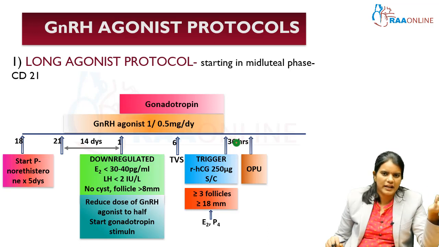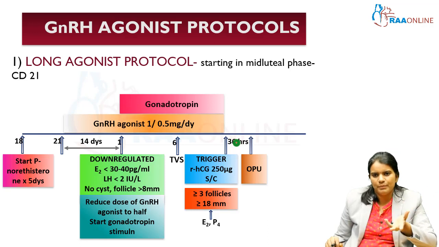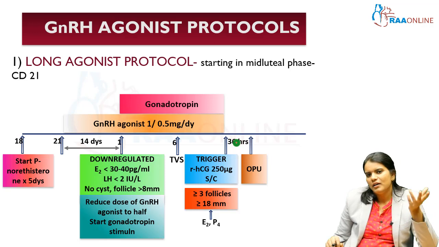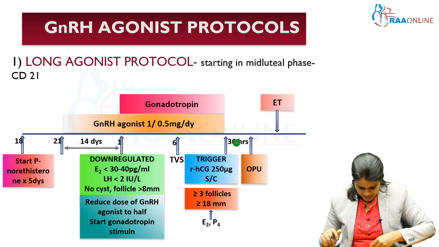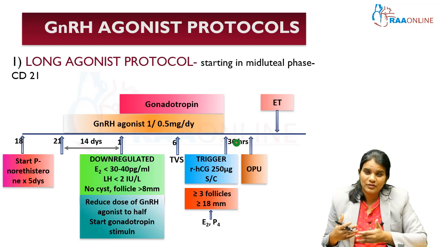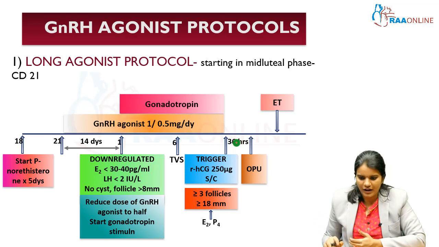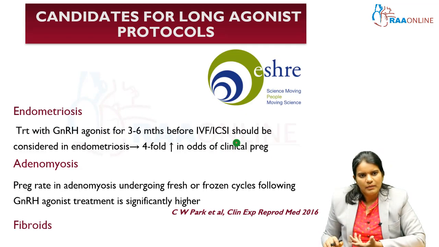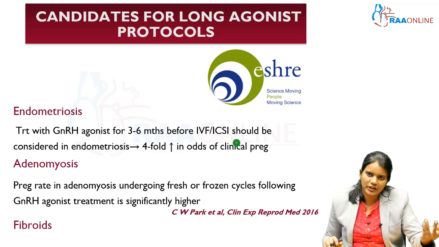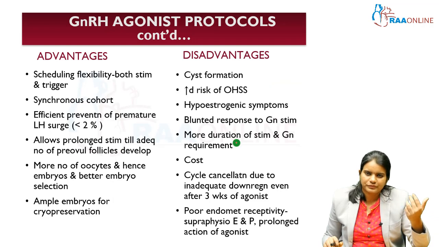Trigger is how the egg matures, and then do the pickup. So, these are, as I told you, the 4 pillars. After that, you will do the embryo transfer, or you will freeze and then do a frozen embryo transfer. This is the timeline of a usual agonist protocol. Now, patients who have endometriosis, adenomyosis, or a fibroid, you can do a long agonist protocol.